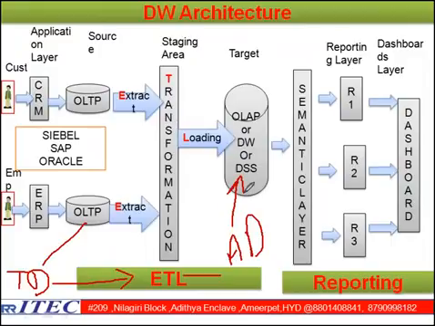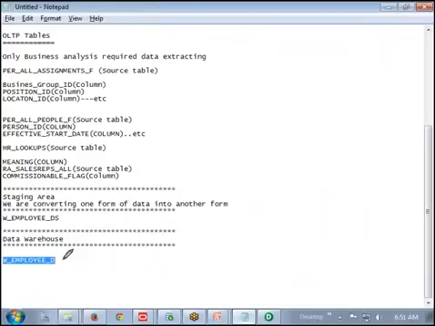Now can I say ETL is a process to convert transactional data into analytical data? ETL is a process to convert transactional data into analytical data. That's how we can define ETL. Please write this point.